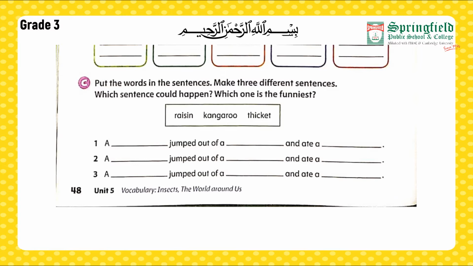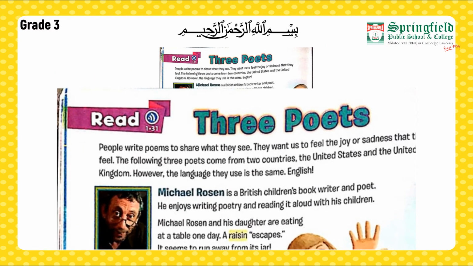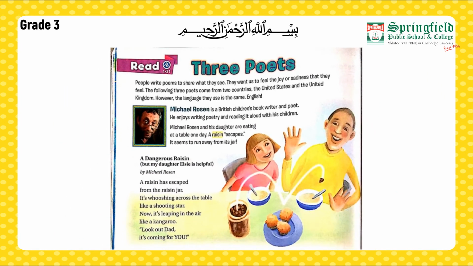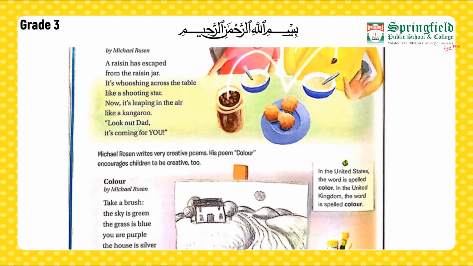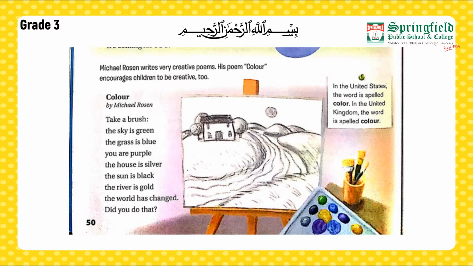So students, now moving towards our next page. I hope you enjoyed listening to the audio. Now here I am going to give you a brief explanation of what is happening. In this unit, we have got 3 poets and their famous poems. First one is Michael Rosen. In the first poem, he shares the experience of how one of the raisins escaped their plate in a very dramatic way. In the next poem, Michael encourages and tries to enhance creativity in kids by exchanging colors of earth. He changed the sun color to black, river to gold to enhance interest and to express his views.